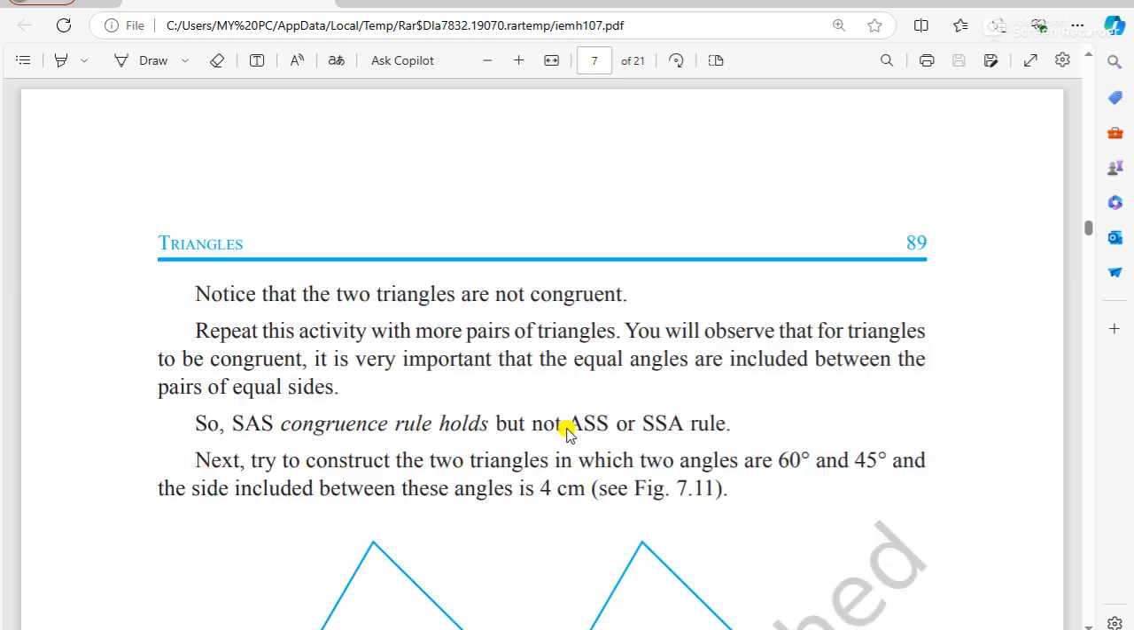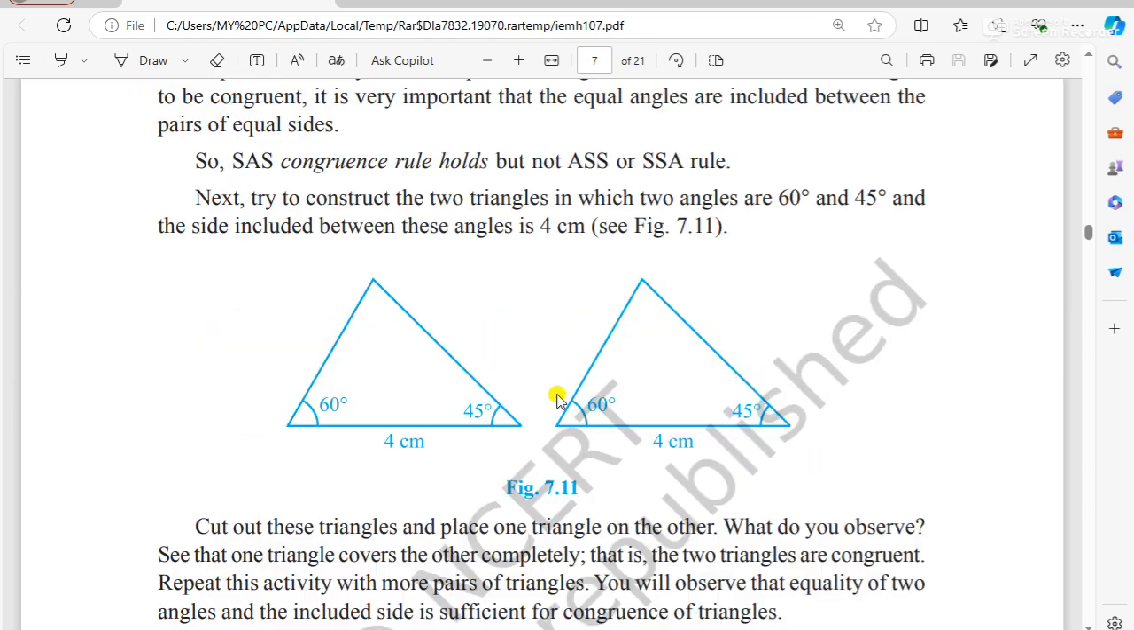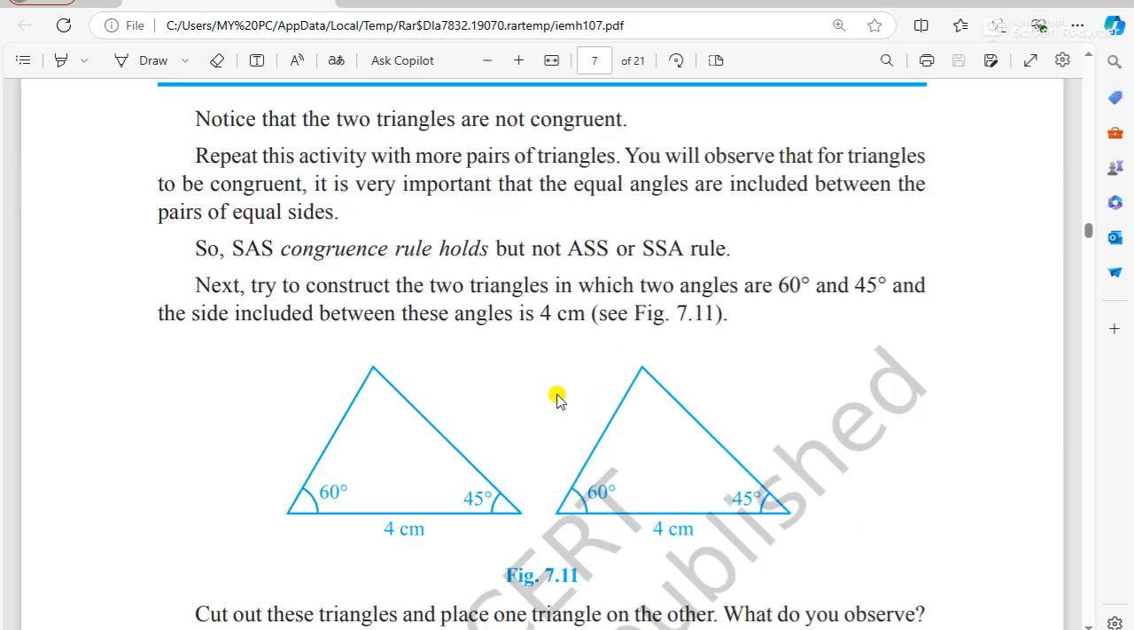You see here the second criterion is side angle side congruence rule. It holds, but not angle side side or side side angle rule. You have to remember that only side angle side is the congruence rule that holds, but not angle side side or side side angle. This is not correct, right?